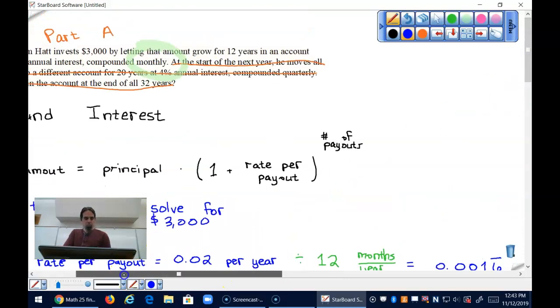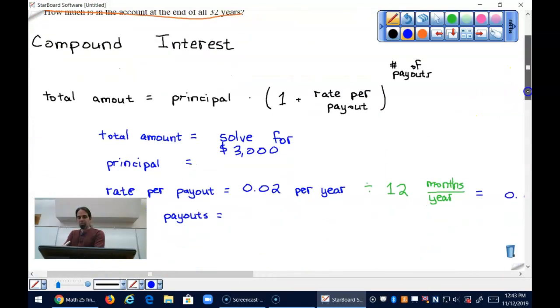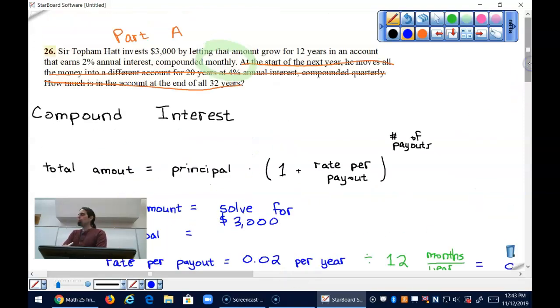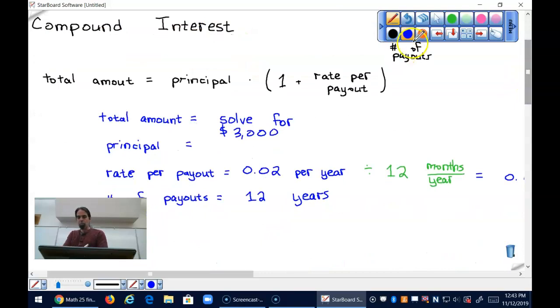Then the time was 12 years. Again, it's compounded monthly, green circle, so we don't want any of these things to end up in anything other than months. So how do we change 12 years to make it how many months there were throughout the whole time? Yeah, times 12. So every year we have 12 months happening.